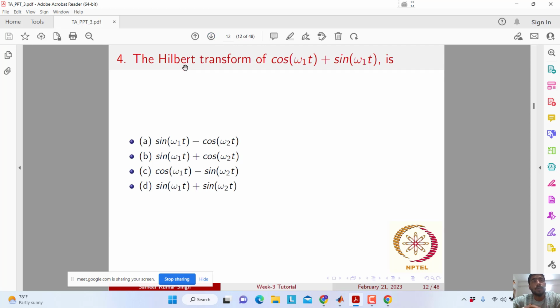So that's question number 4. Please find the Hilbert transform of cos omega 1t plus sin omega 1t. Please try. Question is clear now?